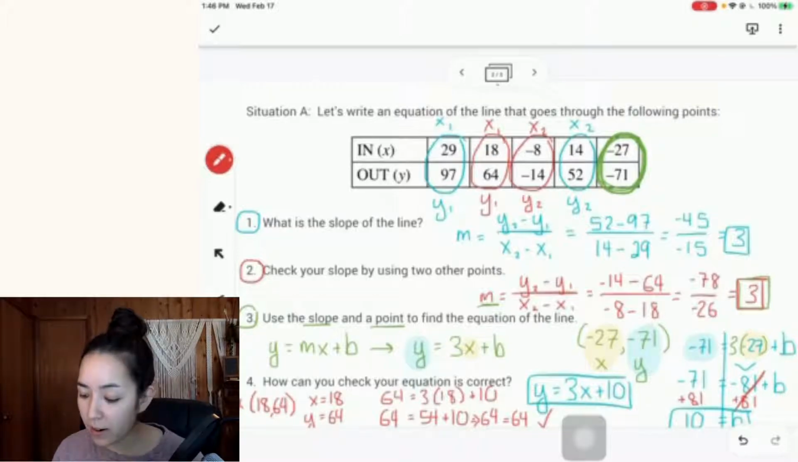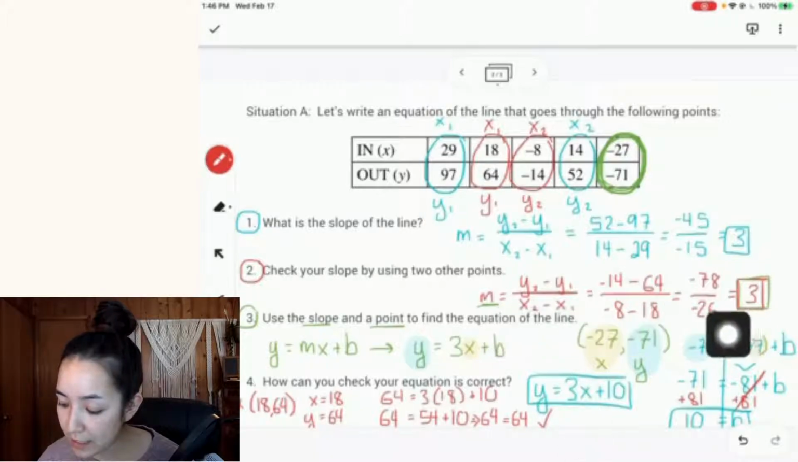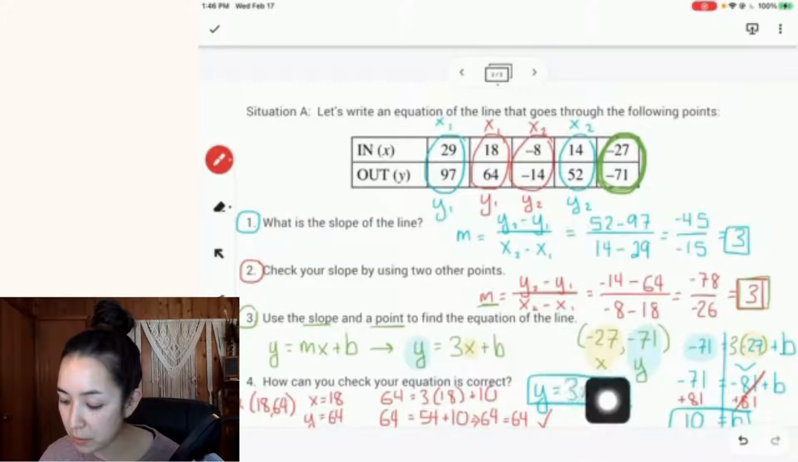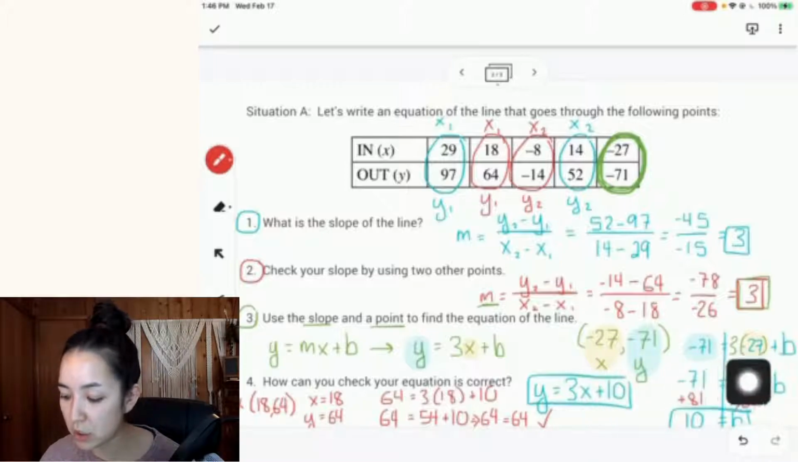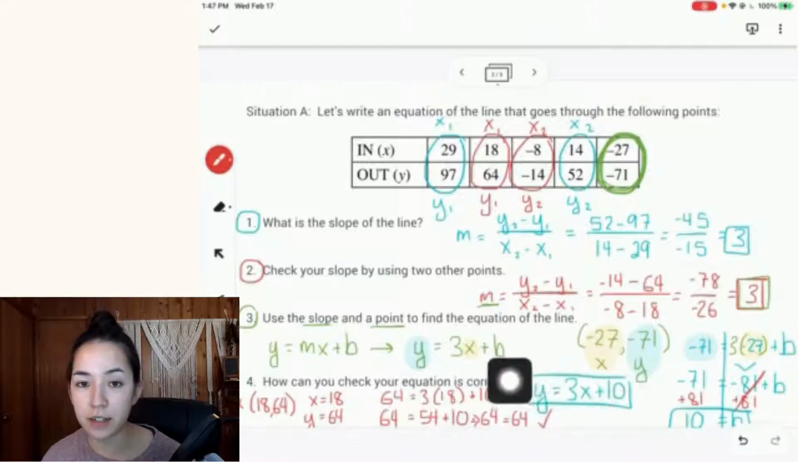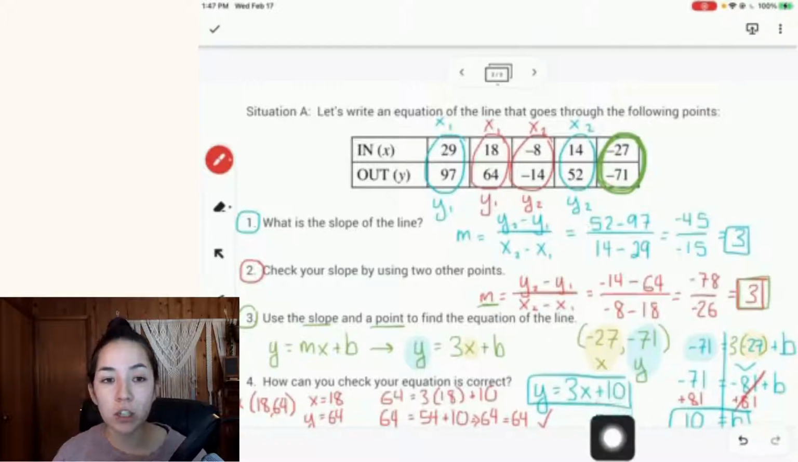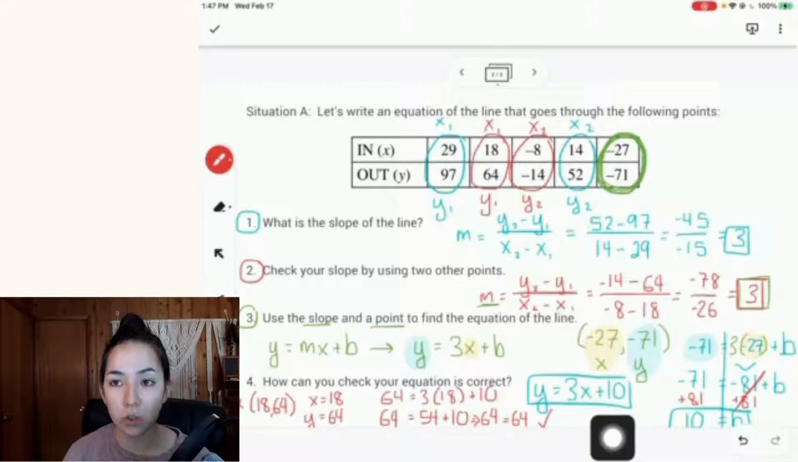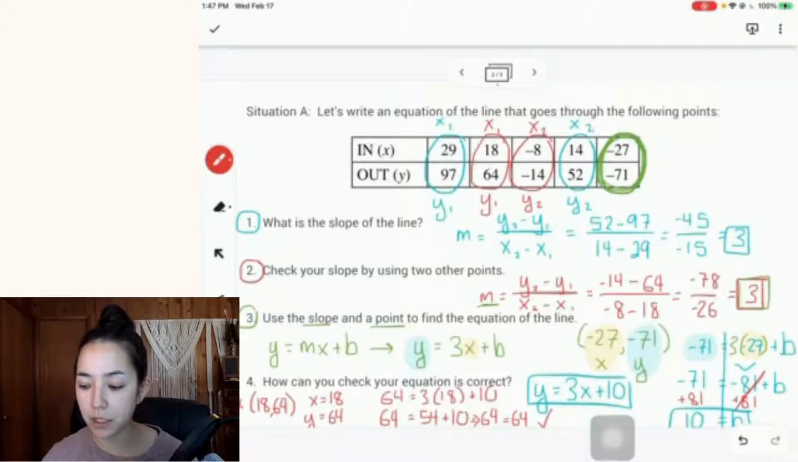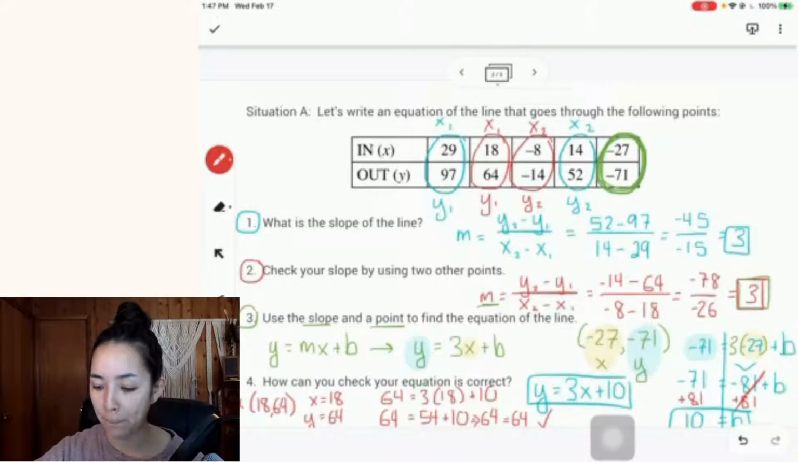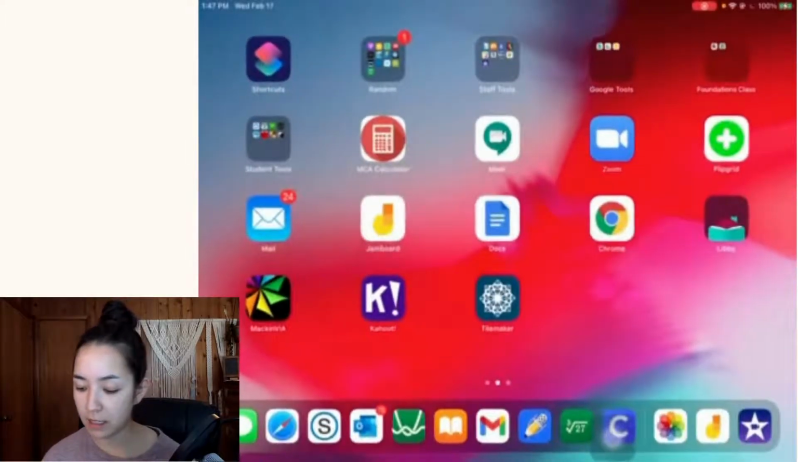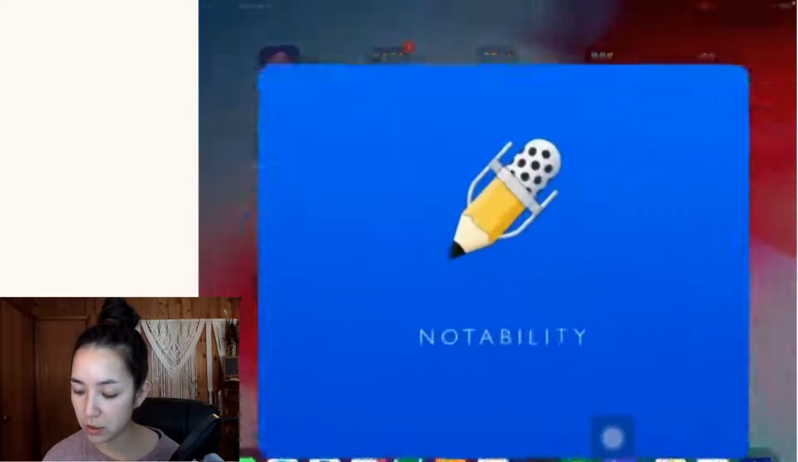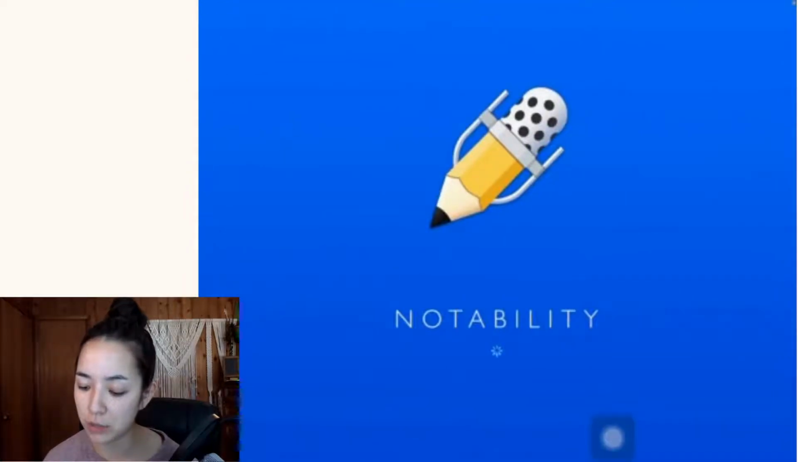So our steps are, you find the slope, you pick a point, plug in the slope and the point to solve for b, and then write it as a final equation. Make sure you have these notes written down in your notebook, and then I'm going to show you an example on what you're going to be doing today. So I'm going to close this, and I'm going to go to Notability to show you your worksheet for today.